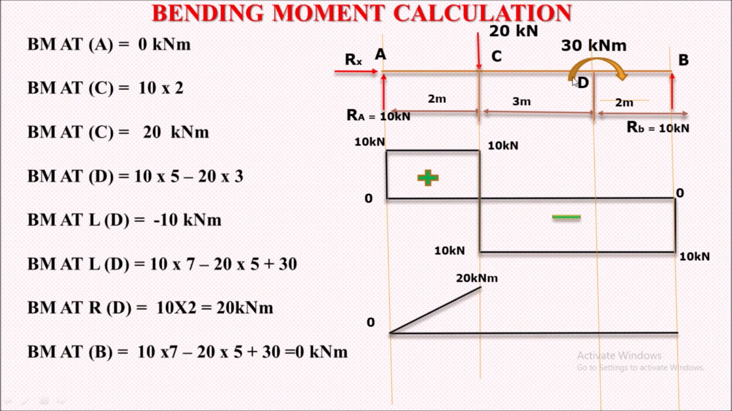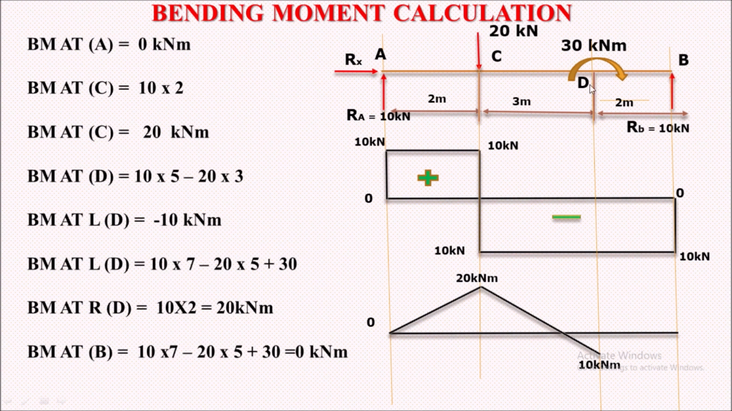Then at point D we will take the left section first. To the left you can see the 10 kilonewton load at 5 meter distance will have a clockwise moment, and because of this 20 kilonewton load it will have an anti-clockwise moment. So 20 acting at 3 meter distance from point D. So we have 10 into 5, then minus 20 into 3. On solving we'll get minus 10 kilonewton meter at point D. So we have here minus 10 kilonewton meter, which will go below the 0 line because of this minus sign.